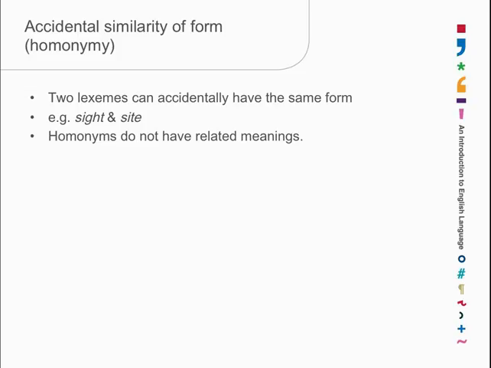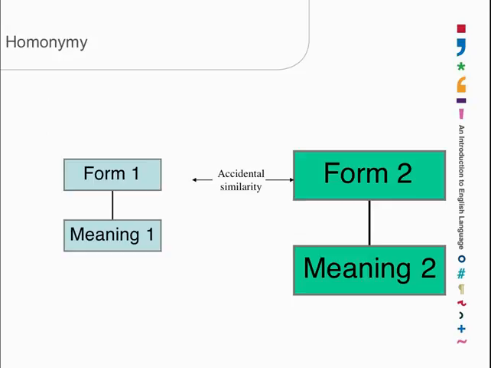homonyms, as they're called. So homonymy says we've got a word on one side with form number one and meaning number one. We've got another word, form number two, but form number two is actually just like form number one, and it has a completely separate meaning.